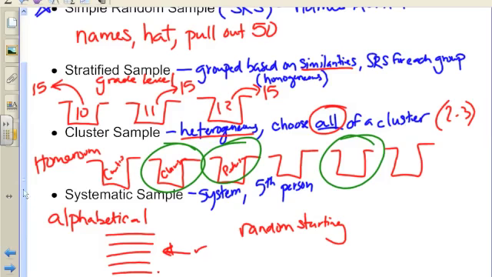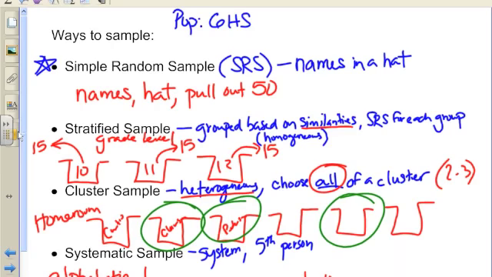All of these sampling methods are appropriate and will give you good representative samples.